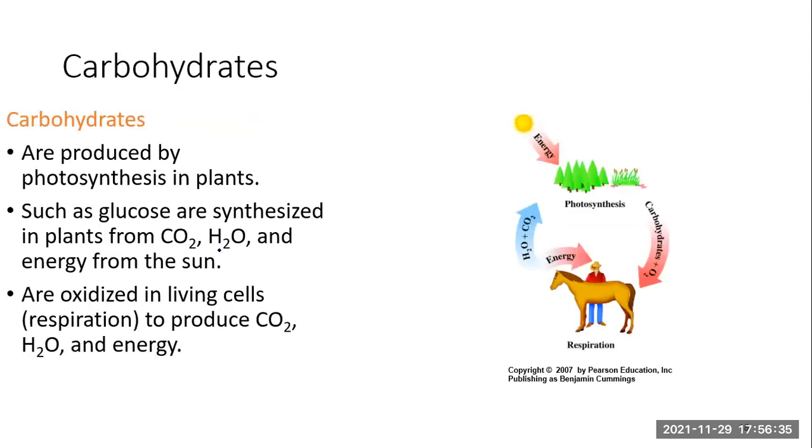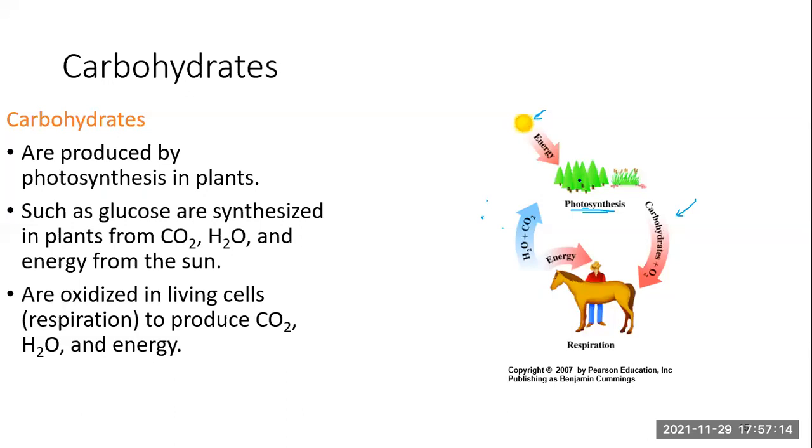Carbohydrates are produced by photosynthesis in plants, such as glucose, which is synthesized in plants. They take CO2 and water and energy from the sun, and they're oxidized in living cells through respiration. So we get this nice little circle on the right: energy from our sun, there it is, creates photosynthesis. We get some carbohydrates with some oxygen, along with respiration to use some energy. And again, this nice cycle keeps it going.